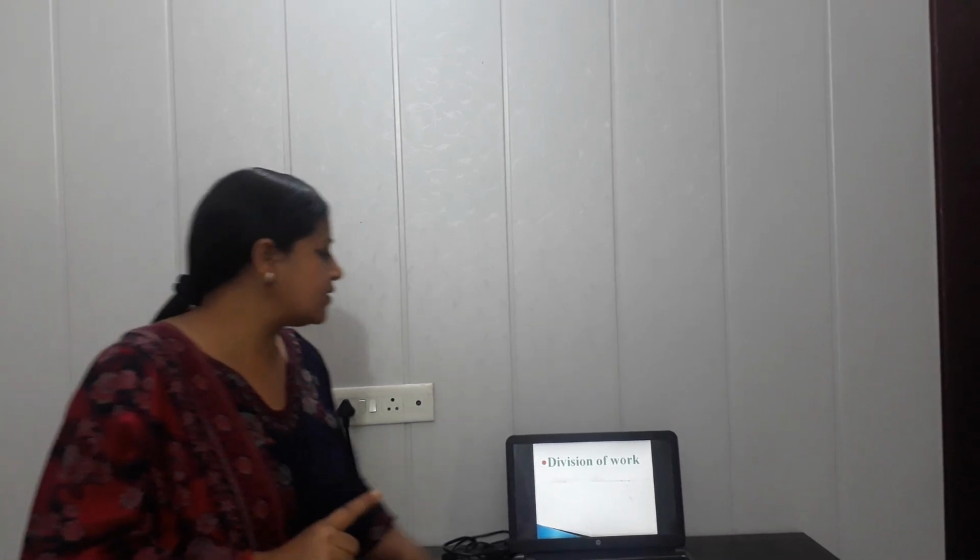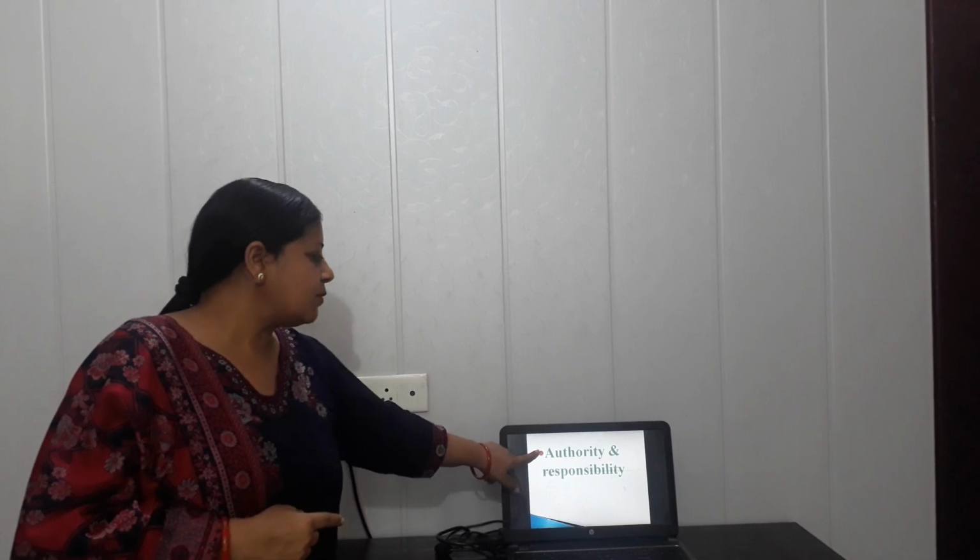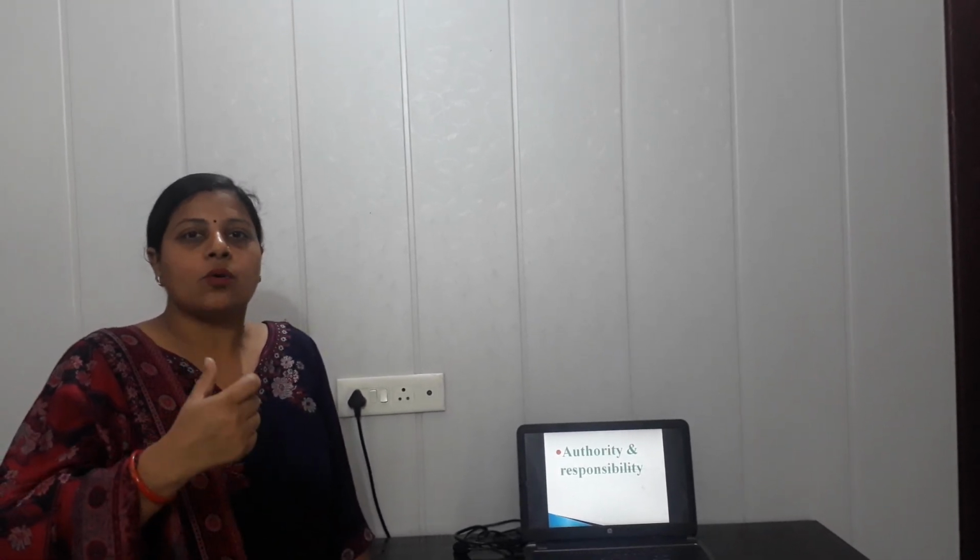Now move to the second principle. The second principle is the principle of authority and responsibility. Authority means the rights or powers of the superiors to give orders to the subordinates. Superiors here means seniors, bosses, and subordinates means employees. Responsibility means the obligation or duty of the subordinate to obey the order given by the superior.